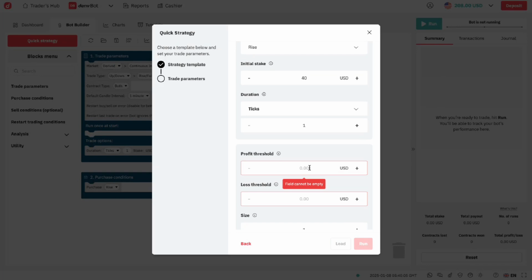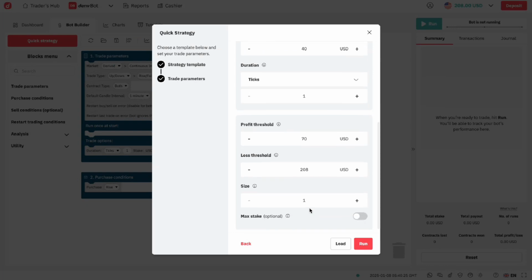The profit threshold is 70, because if we go for 2 runs with 40, we'll make 38 point something. 38 times 2 is 76. So in 2 runs, if we have made 2 wins, we make the money. So the loss is 208. 108. And the size, this is a martingale.